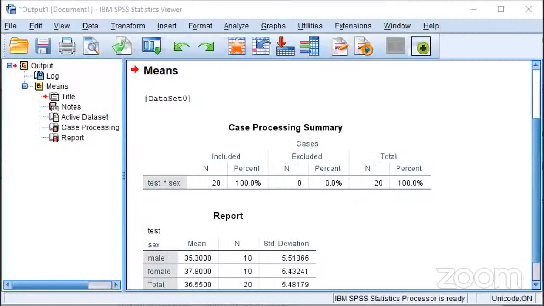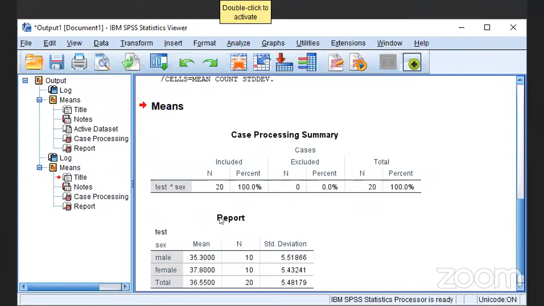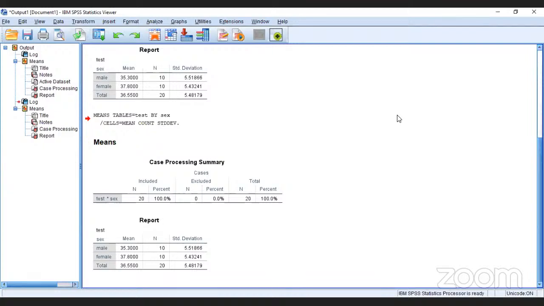Is the output visible? Yes, sir. Okay, so you will find that the male mean is 35 and the female mean is 37.8. Okay, the dependent variable is there.